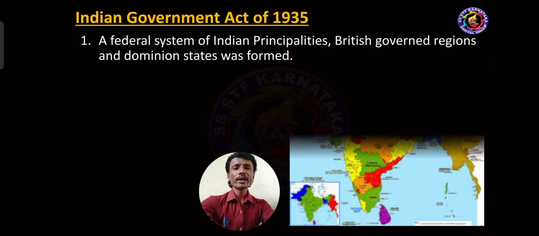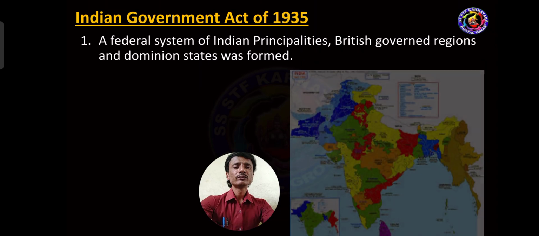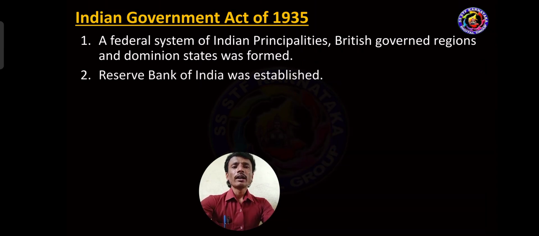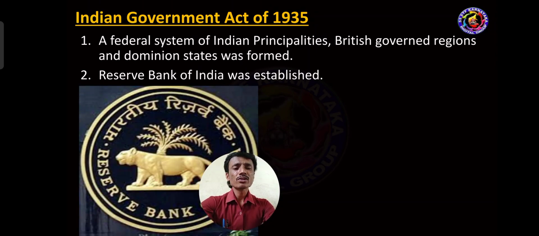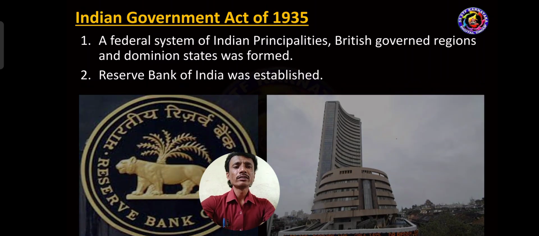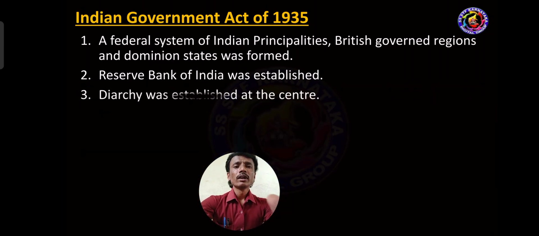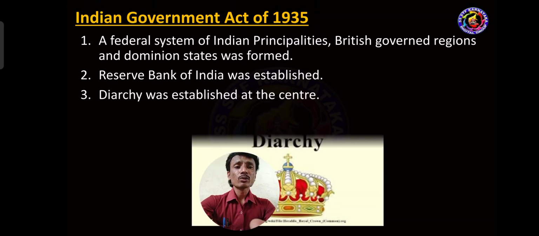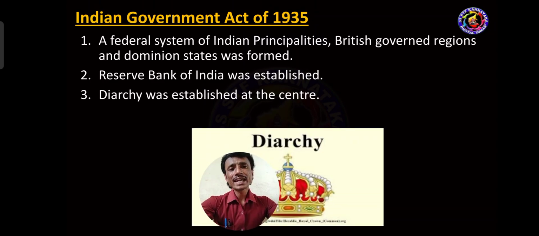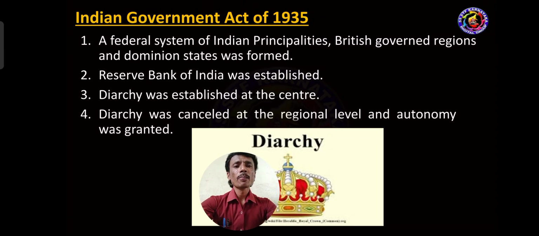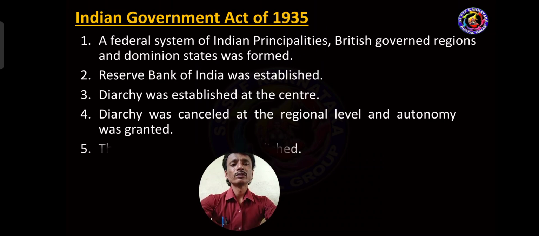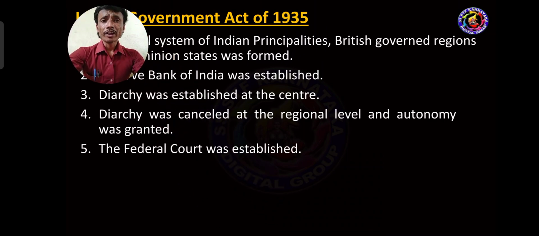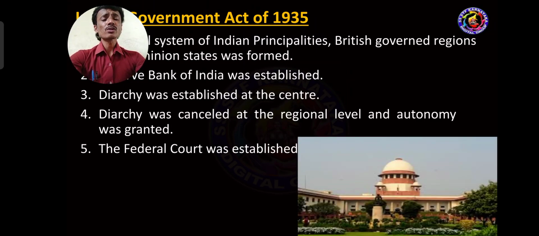This is a repeated point. I already said, the Reserve Bank of India was established. And the hierarchy was established only for the center, but the state level was cancelled. I already told you the state level hierarchy was cancelled. Then the federal courts: one court at the state level and one court at the central level. So this is the Supreme Court.